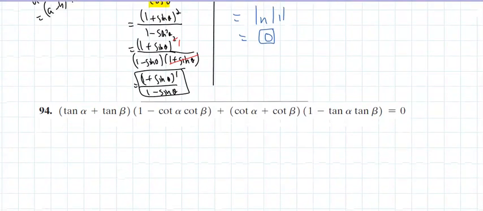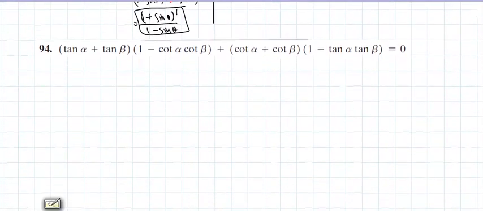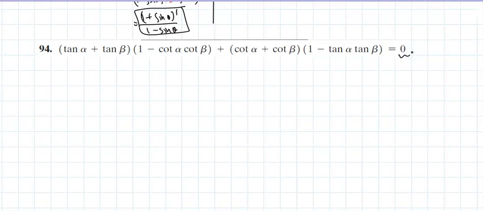The last problem I want to attempt is problem number 94. And again, I'm getting a 0. Not sure how that's going to happen. Well, let's see. If I play with this, first, I could change everything to sines and cosines. Or I could say, you know what?